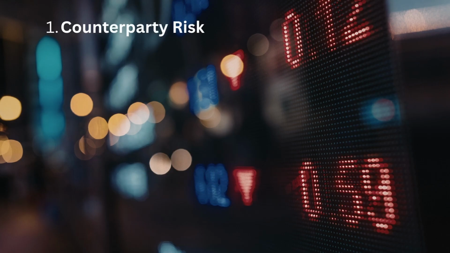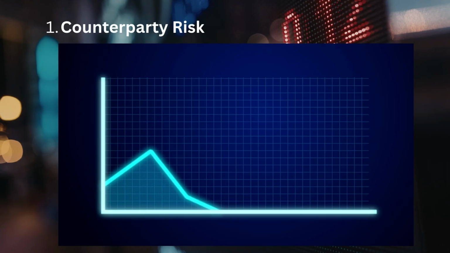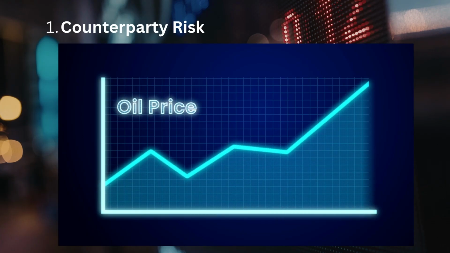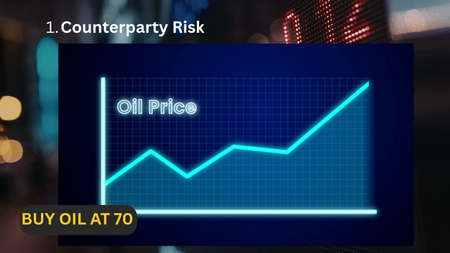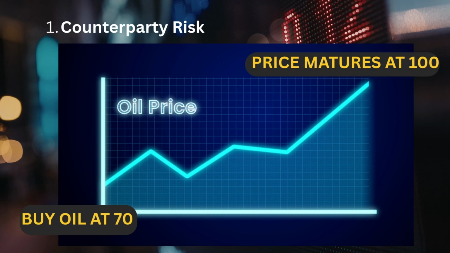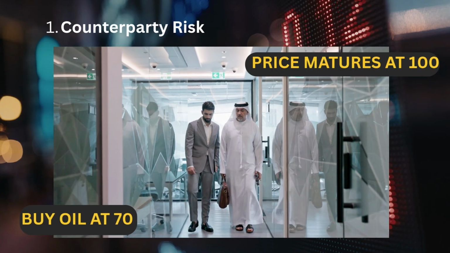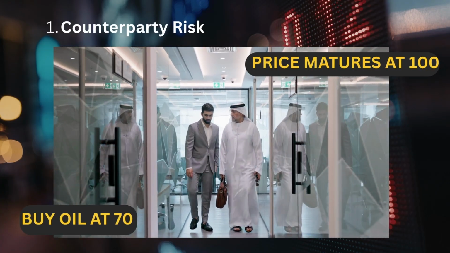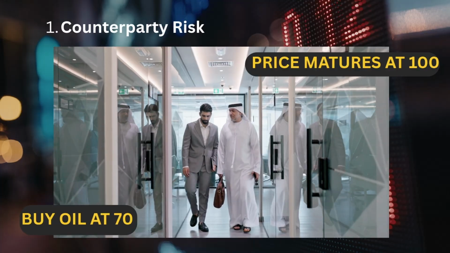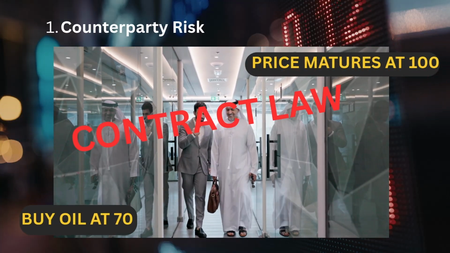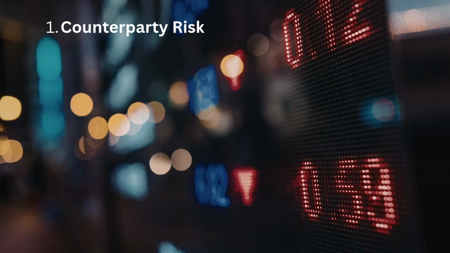Number one, counterparty risk. If the price moves a lot, one party has a huge incentive to default. For example, you might agree to buy oil at $70, but the market price becomes $100 now. The seller might walk away because he's better off selling oil in the market rather than selling to you. So there's no guarantee the contract will be honored, and contract law will have to be the main recourse, which takes time and can be expensive.